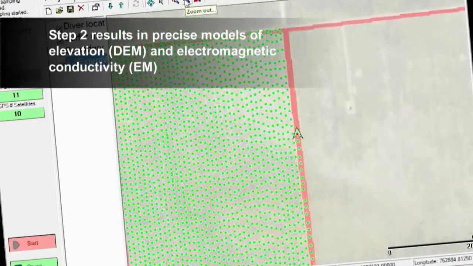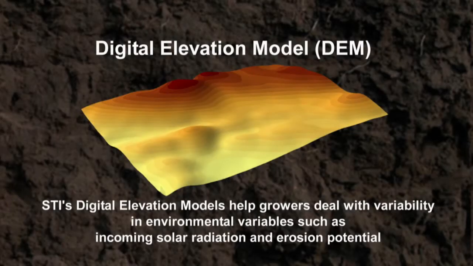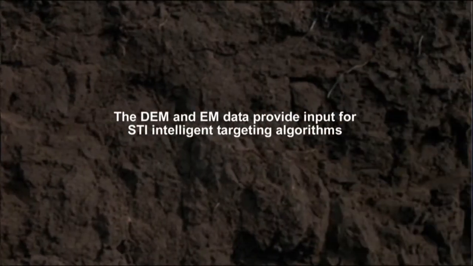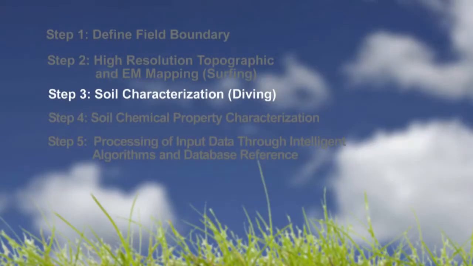The field's topography is displayed through the digital elevation model and useful in managing solar radiation variability and erosion potential. STI also collects electromagnetic conductivity data to provide a better understanding of soil bulk variability and patterns. This information is used for the next step in the process, step 3, in which we investigate what exactly it is that creates the soil variability.